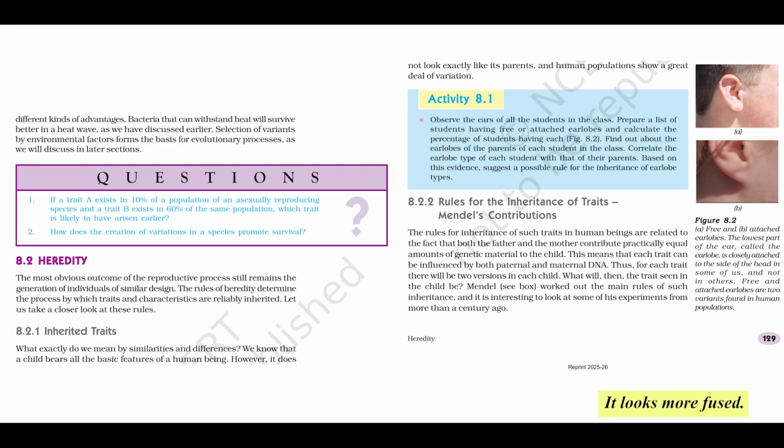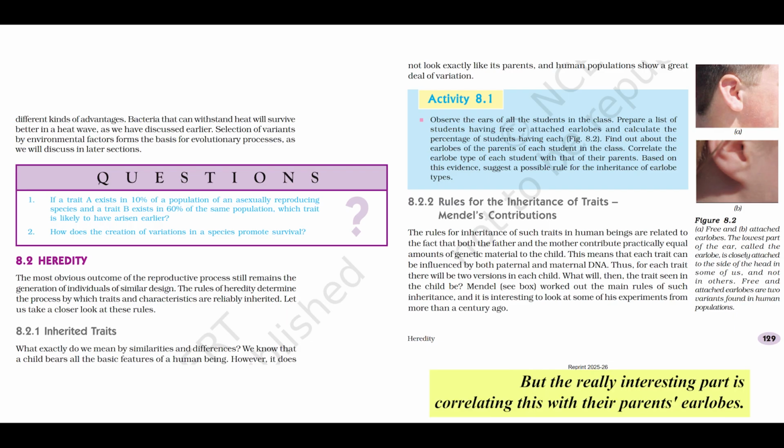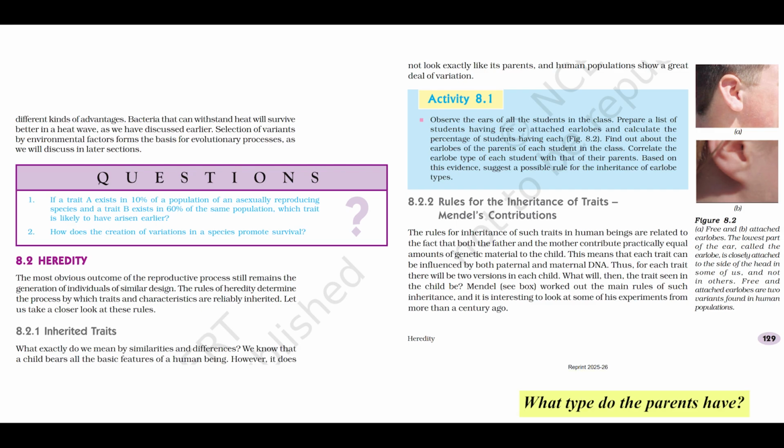It looks more fused. Activity 8.1 basically asks you to do a small survey. Look at everyone's earlobes in class, count how many have free versus attached, and maybe calculate percentages. But the really interesting part is correlating this with their parents' earlobes. What type do the parents have? So you start seeing patterns.